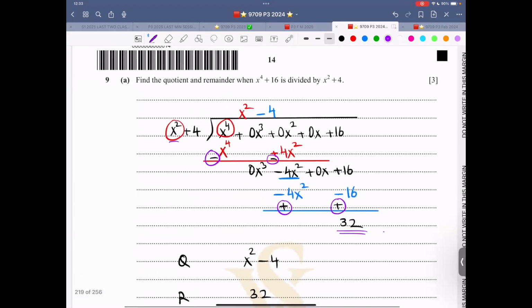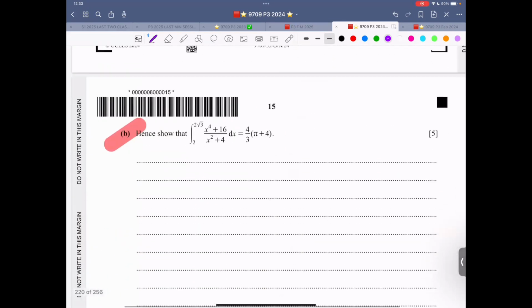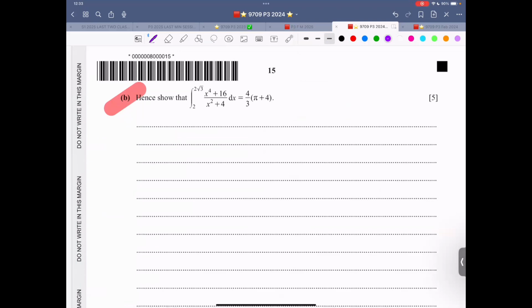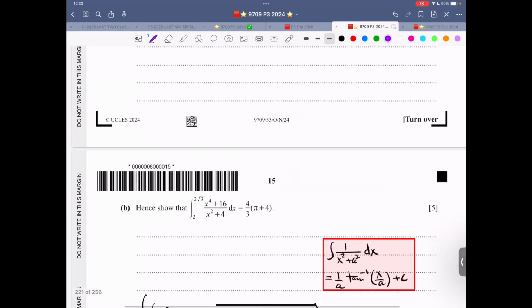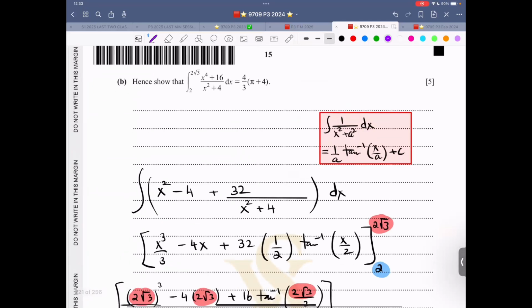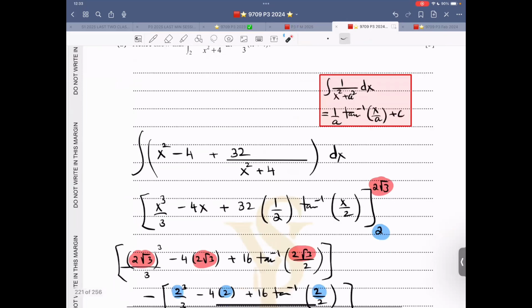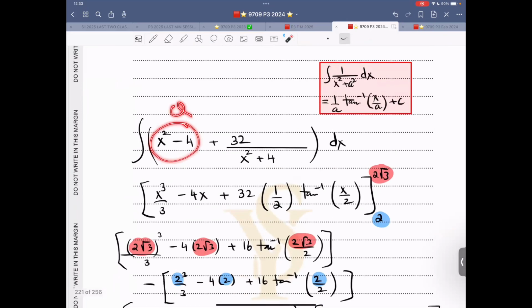So now what are they asking? They are asking, hence show that the integration of this, for 5 marks, between these two limits is this much. Now over here, x^4 plus 16 over x squared plus 4, what is it? This is quotient, this is remainder, this is divisor. Basic integration, this involves what? The tan inverse. x squared plus 2 squared.